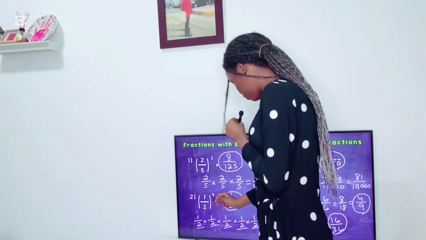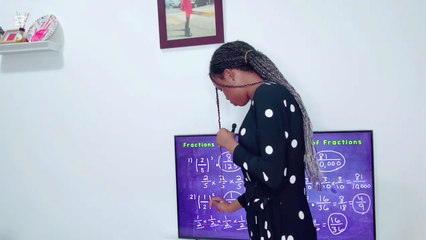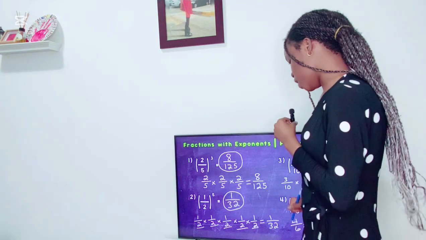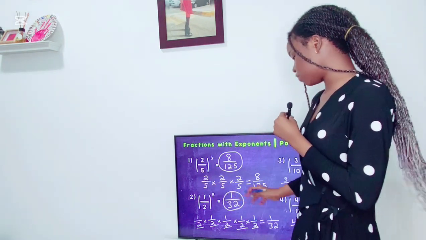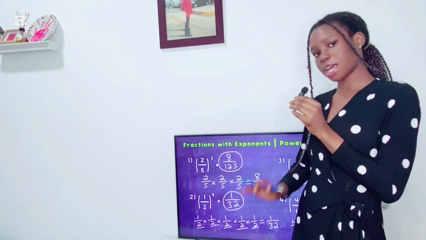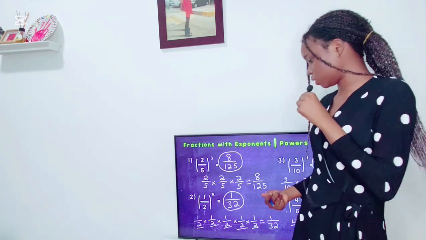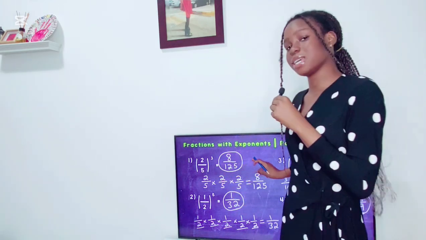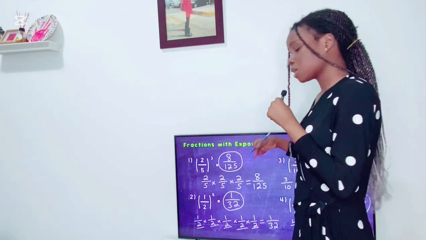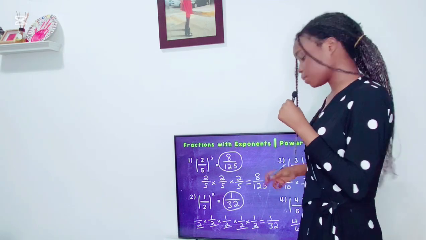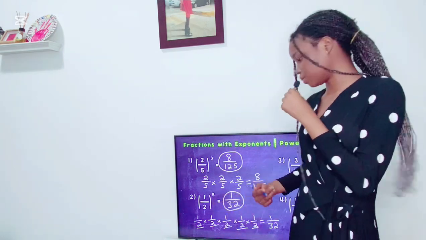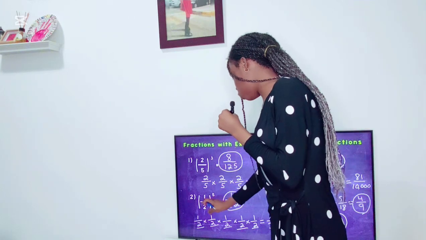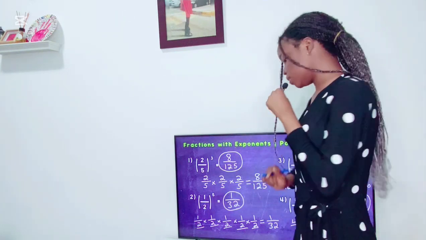Okay, so we have 1 over 2 raised to the power of 5. So what does this mean? We have to write 1 over 2 5 times, because remember, that's what an exponent is. This is a number times itself. How many times? It could be 3 times, it could be 4 times, or like we've seen, it could be 5 times. So basically, they want us to write 1 over 2 5 good times.